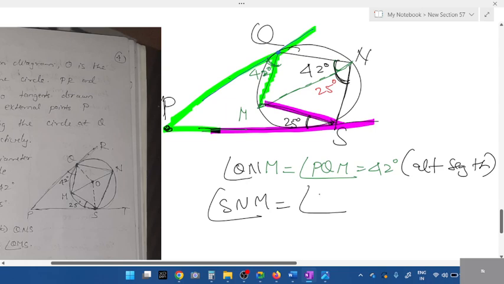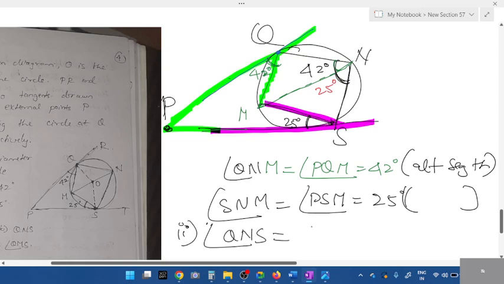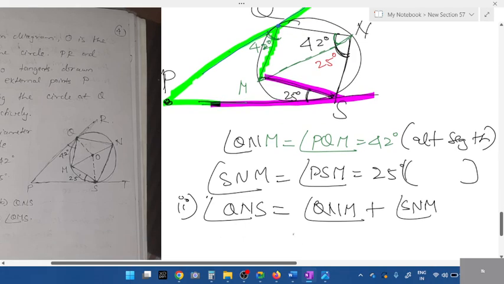Unmute the call and respond. SNM is equal to PSM, right? Yeah, PSM. PSM is equal to 25 degrees. Same alternate segment theorem. Therefore, second answer. What is the second answer, students? QNS is made up of how many angles? QNM plus SNM. That is equal to 42 degrees plus 25 degrees. The answer is 67. It was a good question.